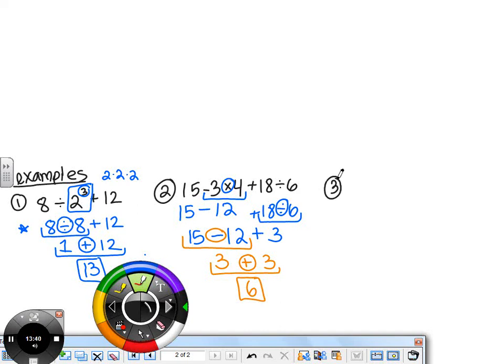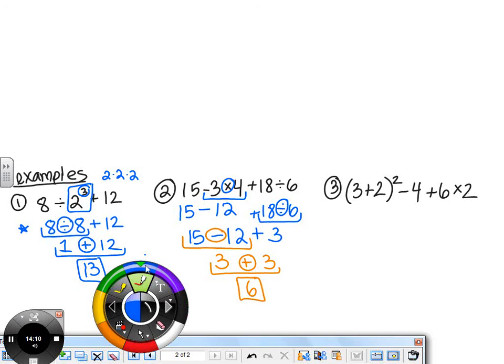Our third and final example that has to go on our paper is going to be, in parentheses, 3 plus 2, and after the parentheses, there's a little exponent of 2, minus 4 plus 6 times 2. Okay. All right, so GEMS.